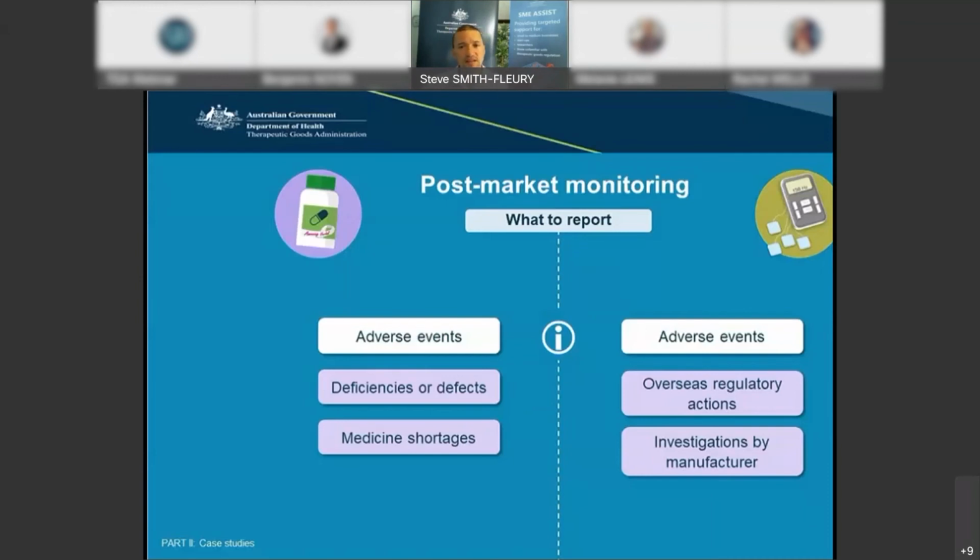For devices, in addition to adverse events, reporting is also required for overseas regulatory action and the results of investigations undertaken by the manufacturer, such as further clinical studies and reviews of adverse events. Now, let's go through the basics of an adverse event for both medicines and medical devices.